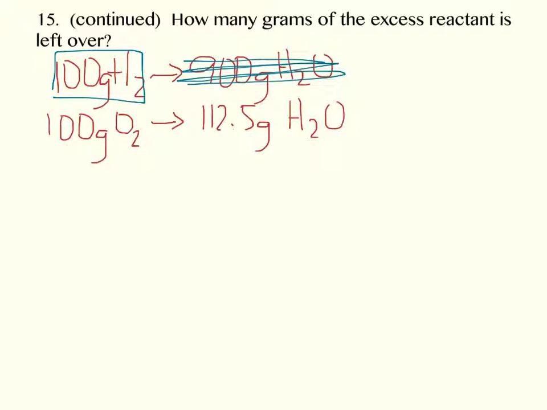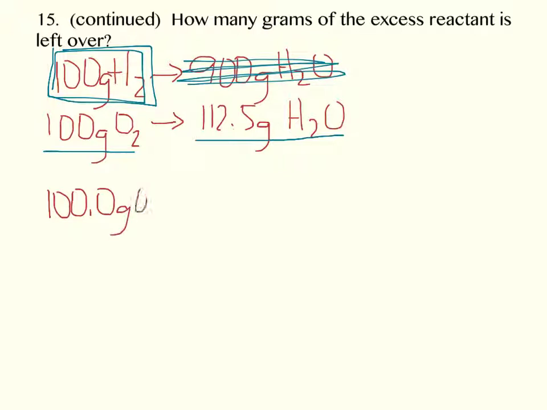So we have to figure out how much of this 100 grams of hydrogen is left over at the end. You can start with either the 100 grams of oxygen or the 112.5 grams of water. It doesn't actually matter. I'm going to start with the 100 grams of oxygen. It makes more sense to me. So 100.0 grams of O2. But this time, instead of figuring out how much water, we already know that's 112.5, I'm going to figure out how much hydrogen is used.